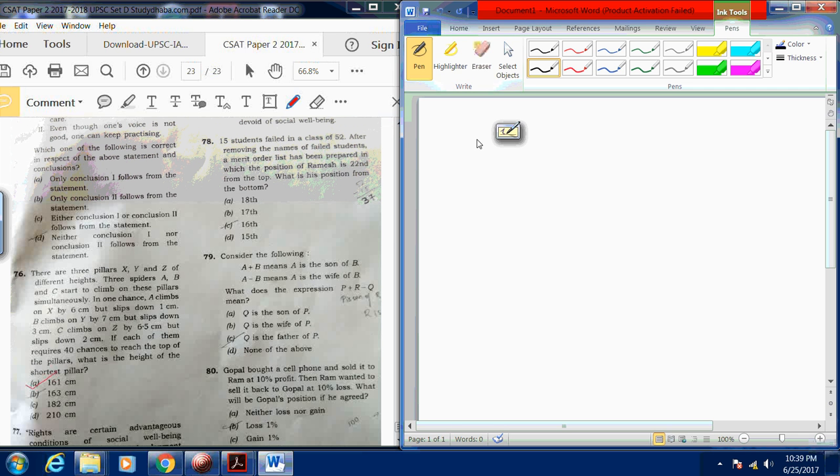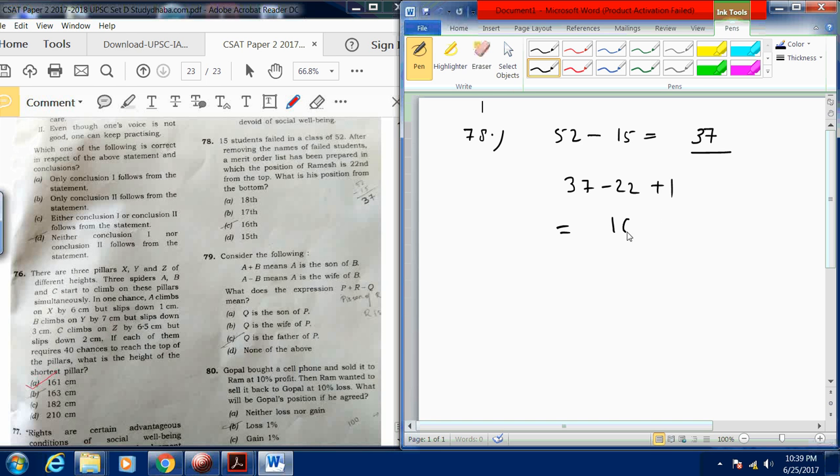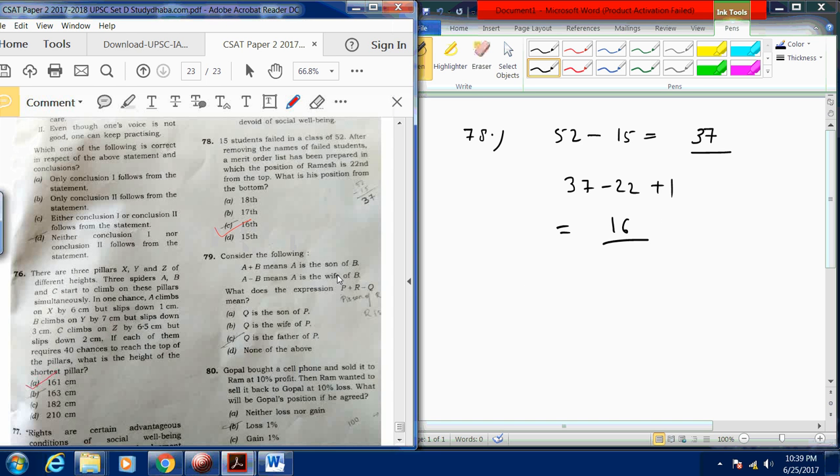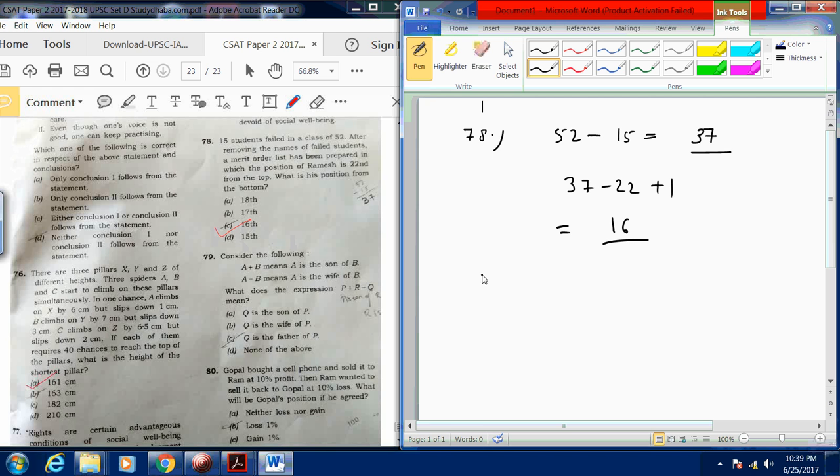So the next one is simply 15 students fail in a class of 52. So the number of people who pass will be simply 52 minus 15, that means 37. Then a merit list is prepared in which the position of Ramesh is 22nd from the top. From the bottom it will be simply 37 minus 22 plus 1, that is 16. 79.